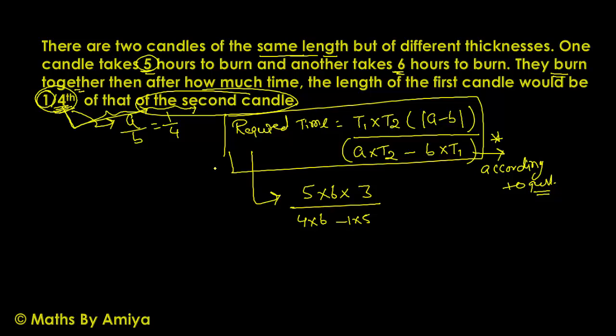I am again repeating my condition. You have 1/4 and 'of' always goes with the denominator. So 4 goes with the second one's time and 1 goes with the first one's time. I hope it is clear. That is nothing but 90 upon 19. And this is our answer, in hours, because everything is in hours.